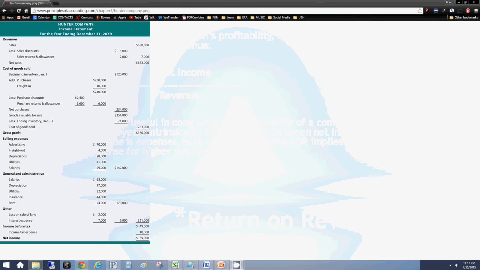So, if you look at our income statement again, you have revenues, sales of $660,000 less discounts and returns, giving $653,000. Cost of goods sold: beginning inventory, plus what it added, less net purchases, goods available for sale, less ending inventory, gives cost of goods sold at $283,000. So gross profit, which is $653,000 minus $283,000, is $370,000.